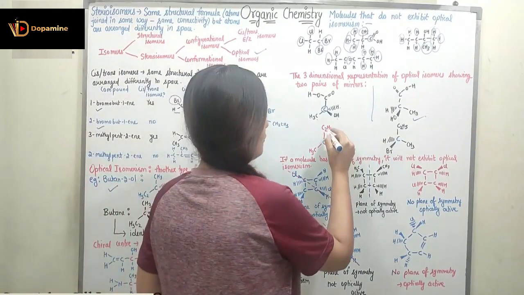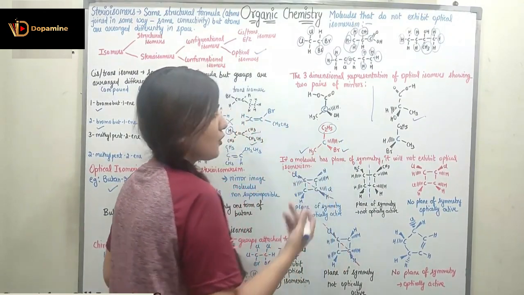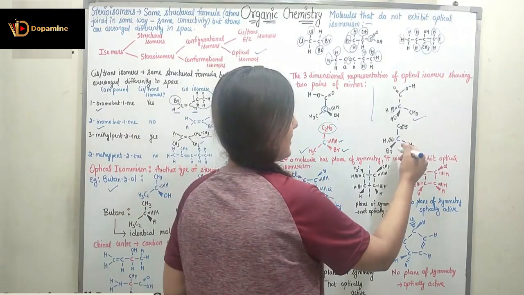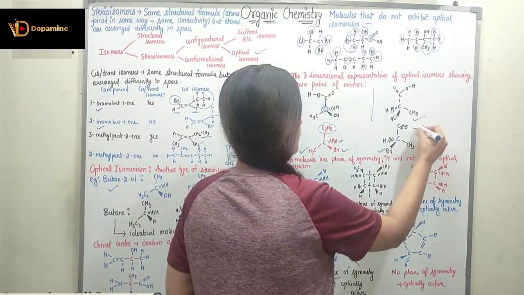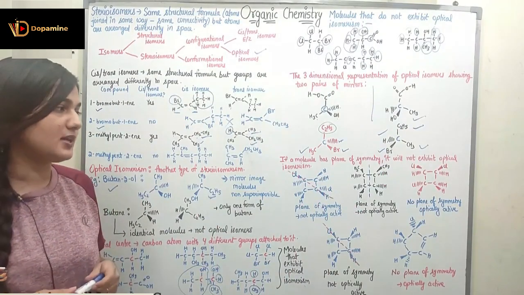Similarly, if I see these two, here we have C2H5, here we have hydrogen, bromine, CH3. So all of them are different. If I take its mirror image, we have bromine, CH3, C2H5, H over here. So now these two are mirror images, these two are optical isomers.